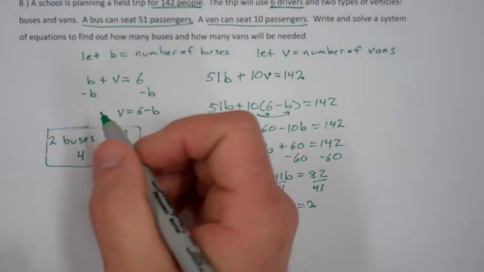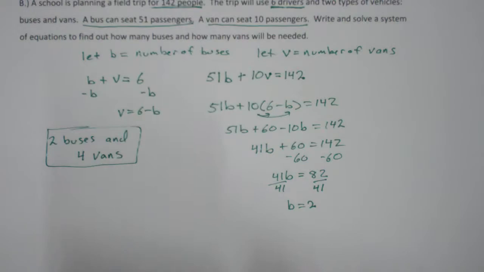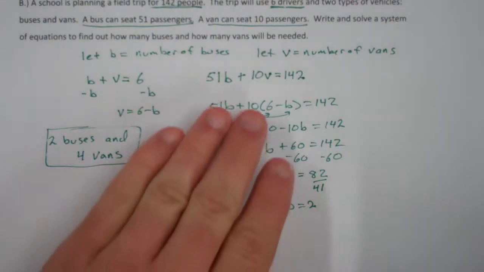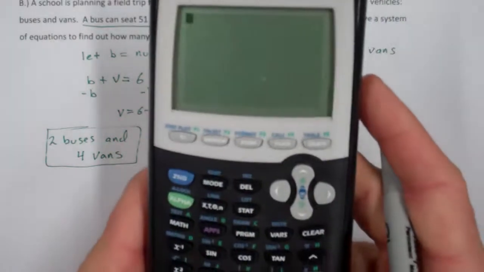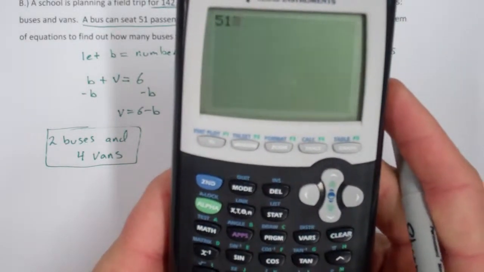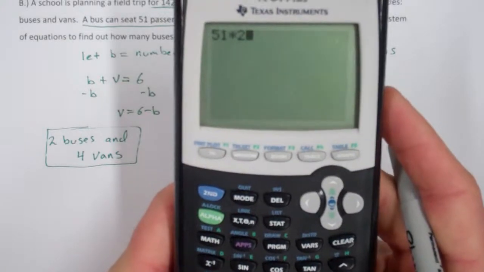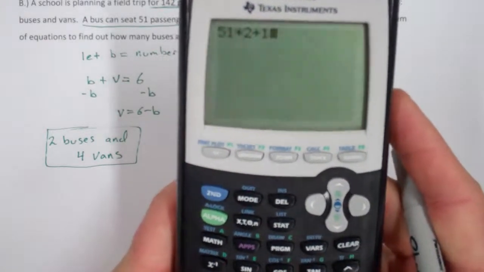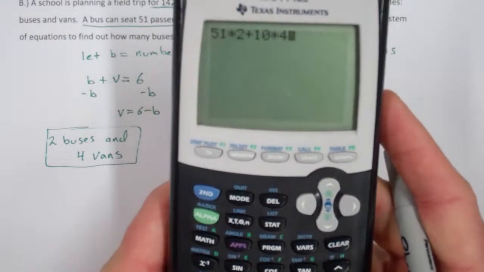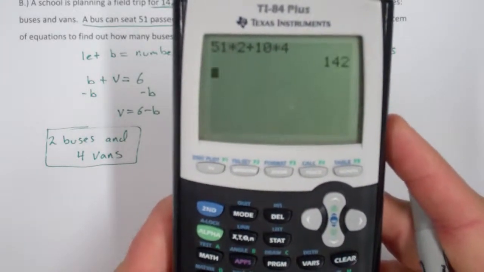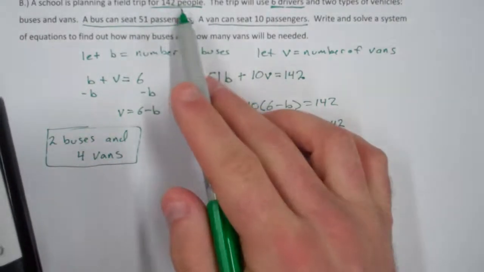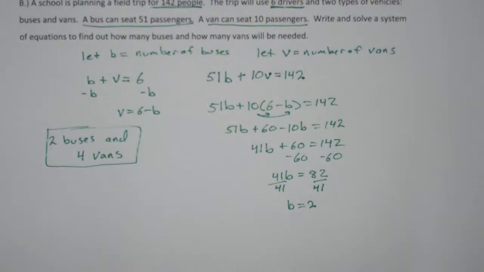I always like to check these just to make sure though. It's pretty self-explanatory here that there are 6, right? We got that. So let's think about the other one. Let's think about the passengers. So there's 51 in each bus. So that's 51 times 2 buses. And there's 10 for each van. So we're going to multiply 10 by 4 here. And that should be the total. And it is. So this one actually does check and does make sense.